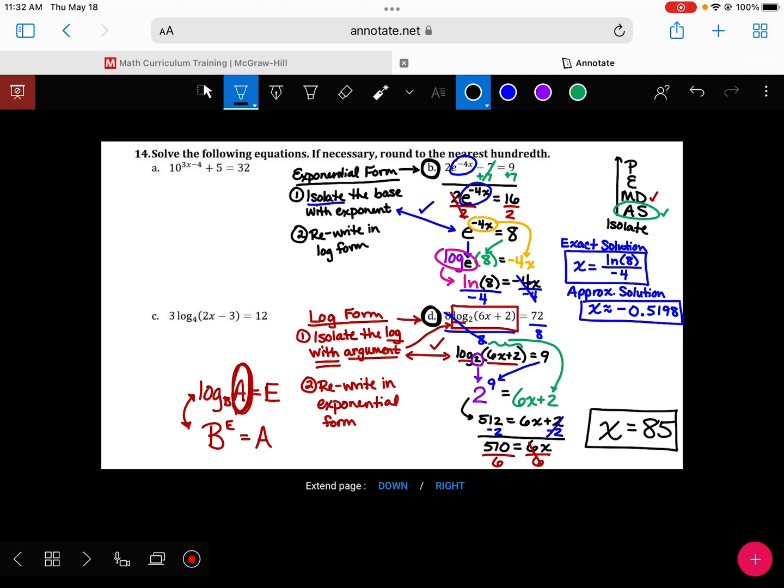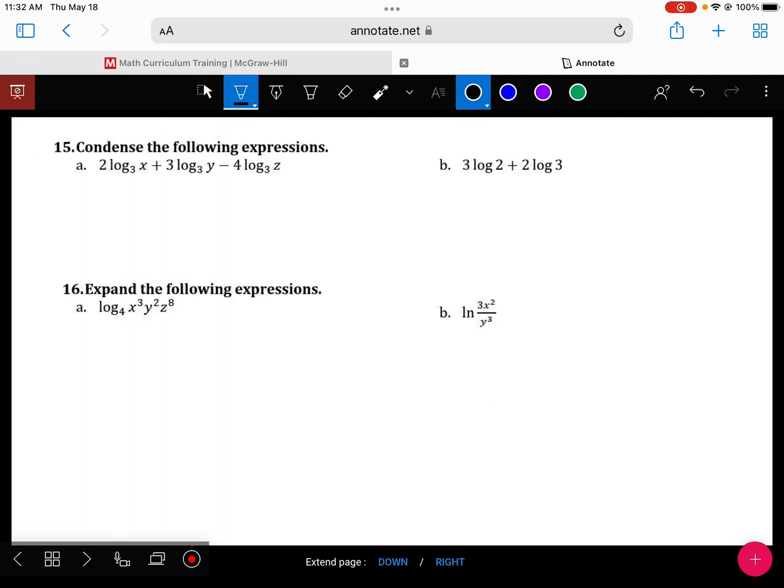Do you guys have any questions on either one of these? All right. Let's talk expanding and condensing. There is nothing on the review that we did not cover in class.